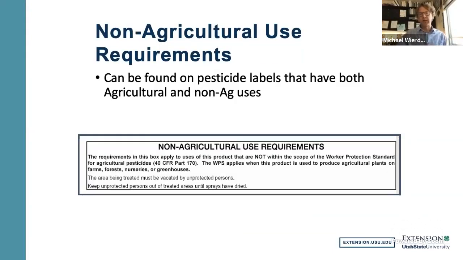Some product labels have both an agricultural use requirement box and another box titled non-agricultural use requirements. This area of the label has special restrictions and safety precautions for the non-agricultural user. Make sure you are in compliance with this section if it applies to your application.